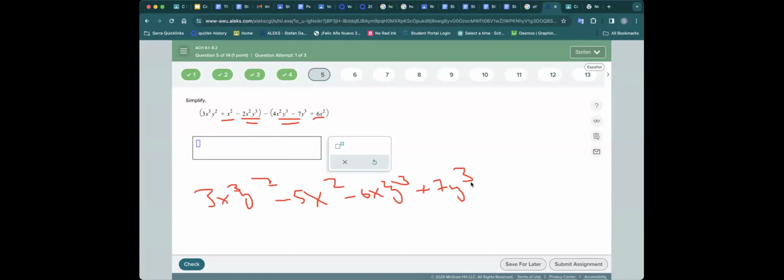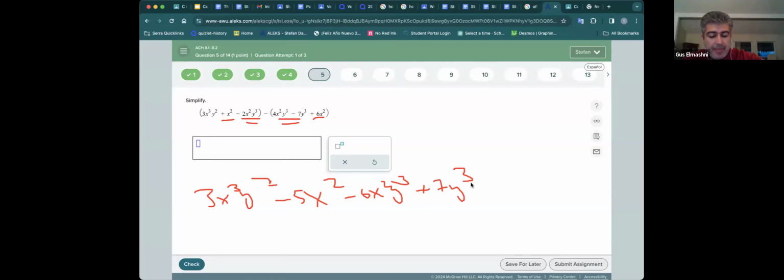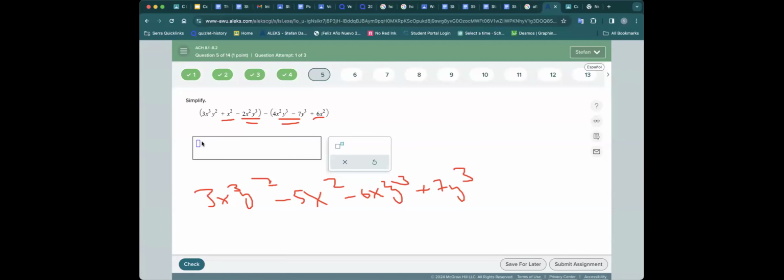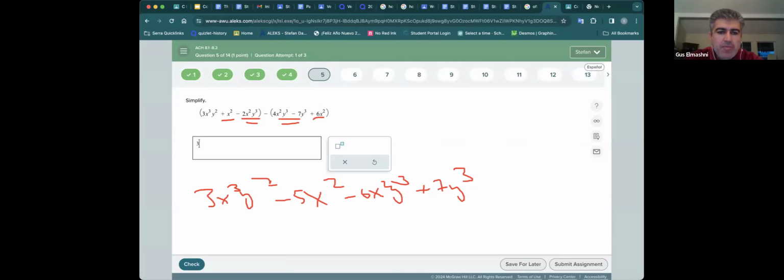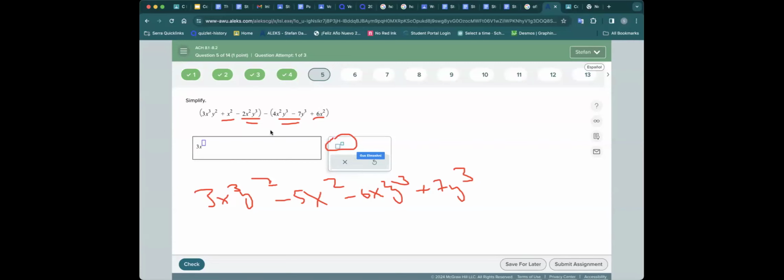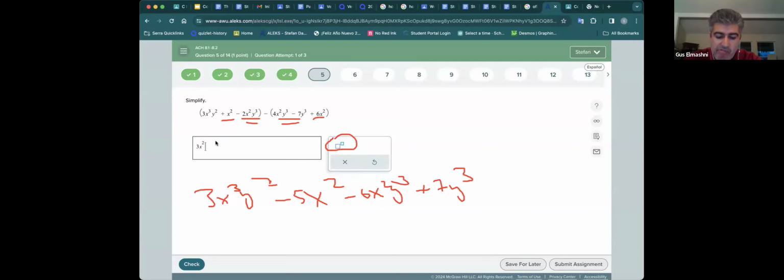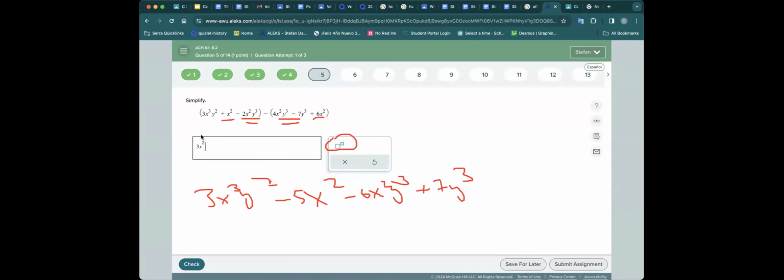How would I type that in? So start by typing 3x. And hit that little button over here. Yeah, there you go. Oh, cubed. So that's 3x cubed. Minus.